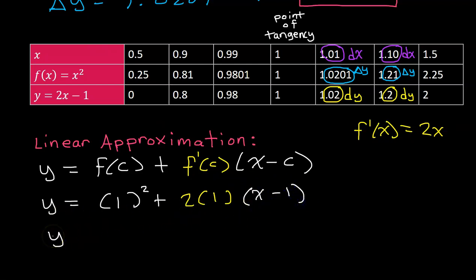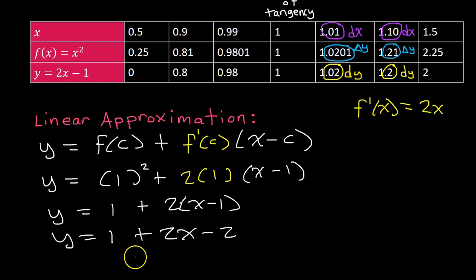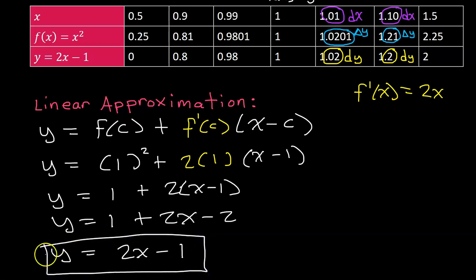So then it's just a matter of simplifying this. So this will be 1 plus 2 times x minus 1. So that's going to be y equals 1 plus 2x minus 2 with the distributive property. But when you combine like terms, you end up with y equals 2x minus 1. So that is where this linear approximation equation came from.